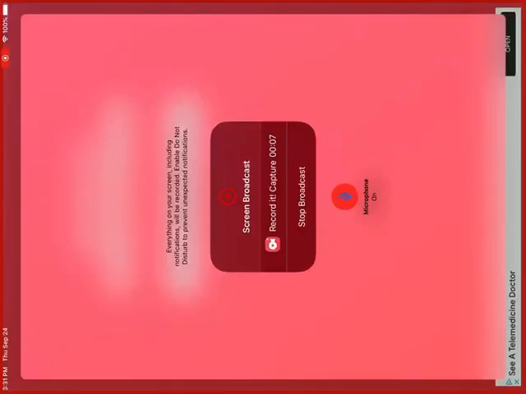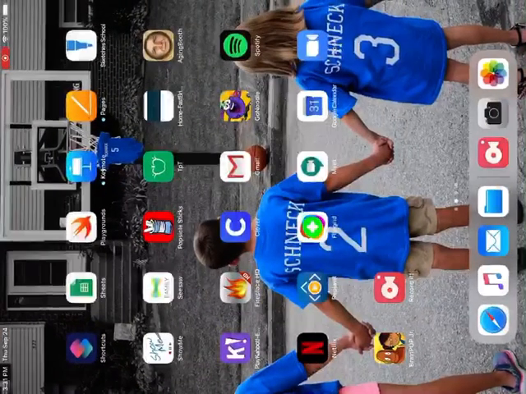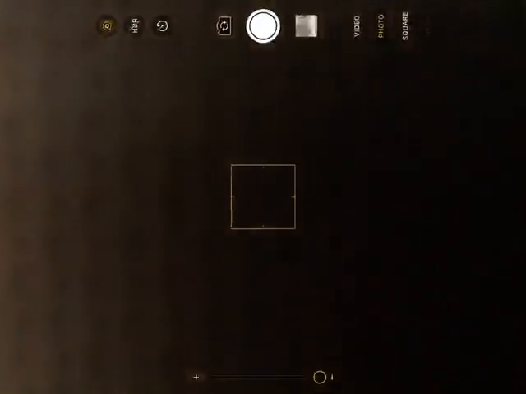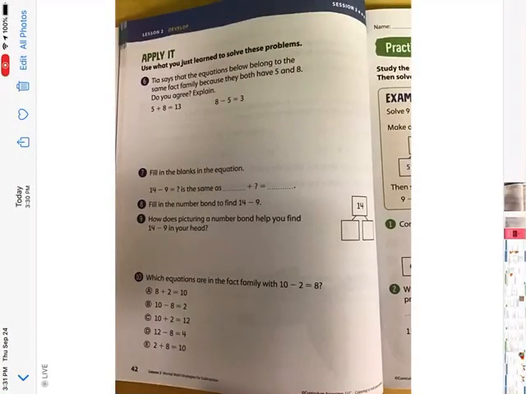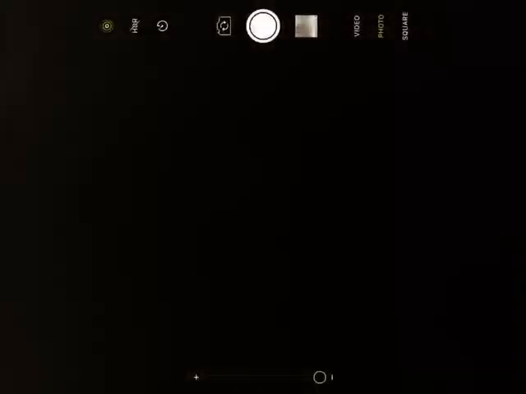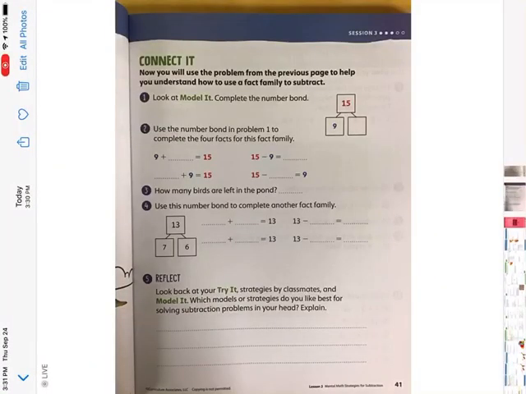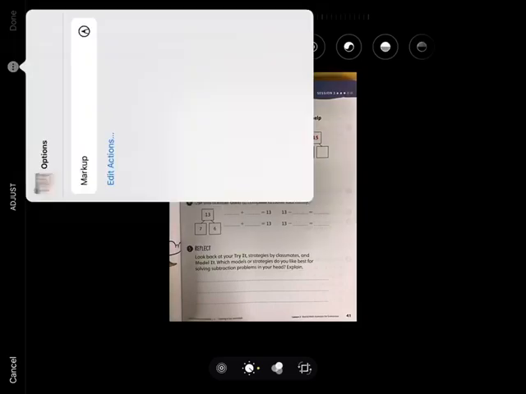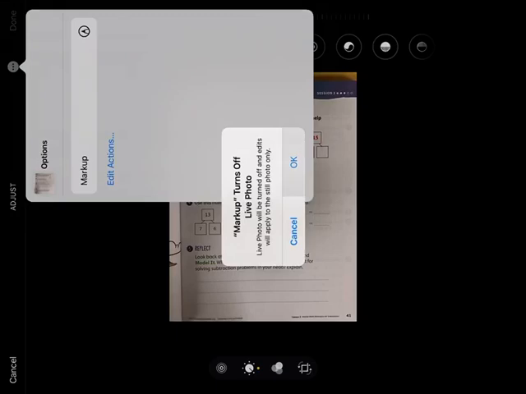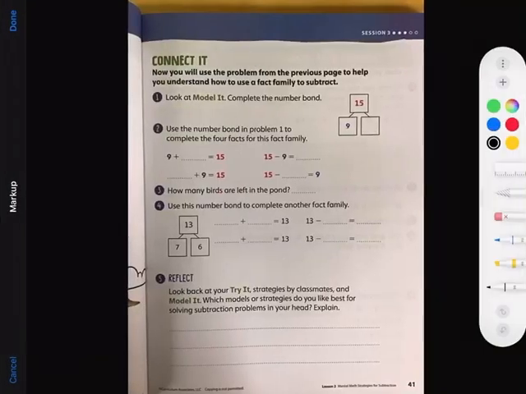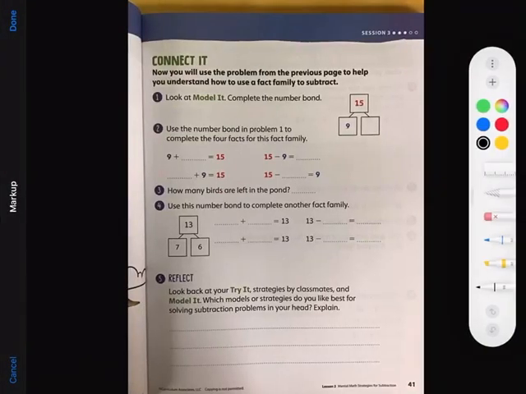Pages 41 and 42 in your book, and hopefully you already watched the Brain Pop video because that'll be very helpful. Okay, so if you already watched the Brain Pop video, let's look at page 41. Looking at page 41 in your book, I'm going to get mine on here. All right, so this is what page 41 looks like.